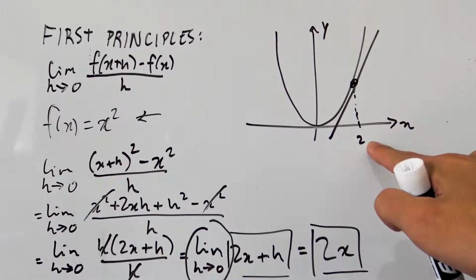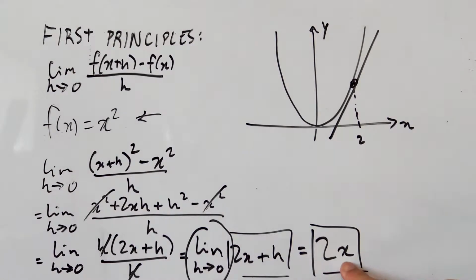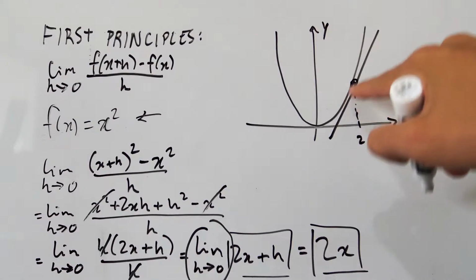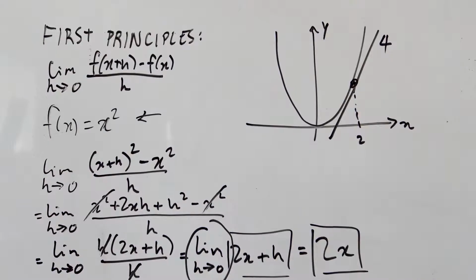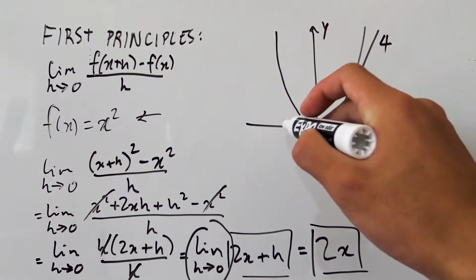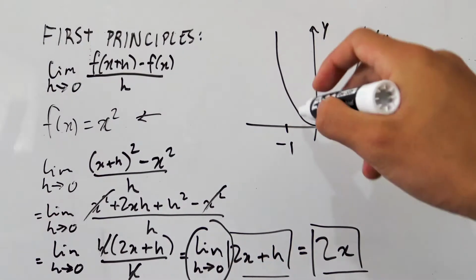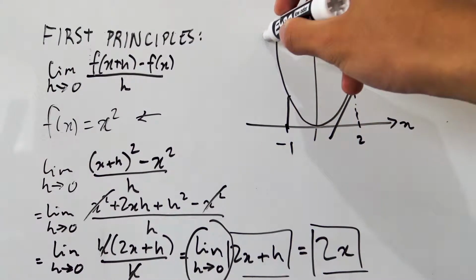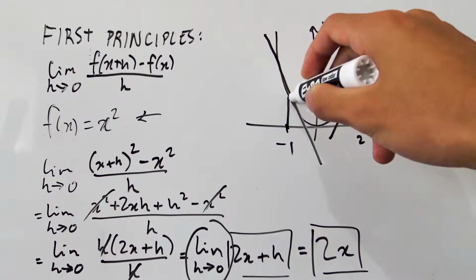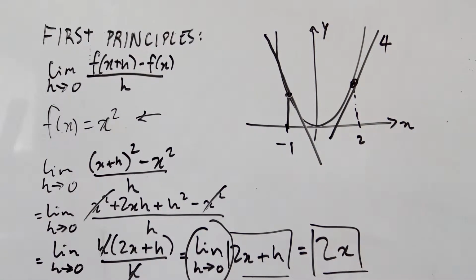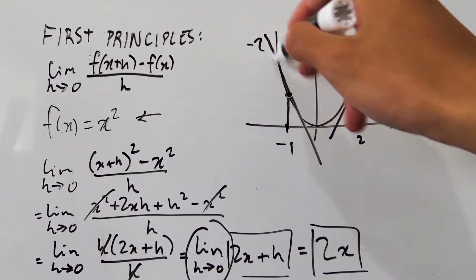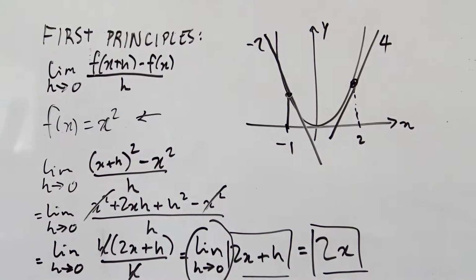Well, all we need to do is plug 2 into this function right here to get 4. So that means the gradient of this tangent line is exactly 4. And let's say we wanted to find the gradient on x squared at the point, let's say, -1. Well, that means finding the gradient of a tangent that passes through -1 right here. So just plugging -1 into this new function here gives us -2. So -2 is the gradient of this line right here.